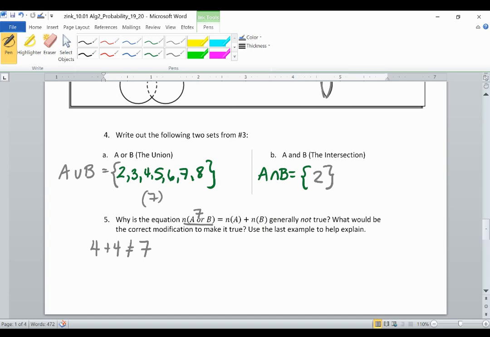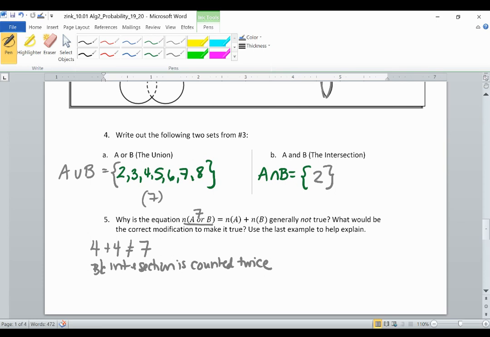So pause the video, take a moment, see if you can figure this out. All right, so hopefully what you figured out is that the reason it's not equaling each other is because that intersection is counting twice. We counted the 2 with A, and we also counted it with B.